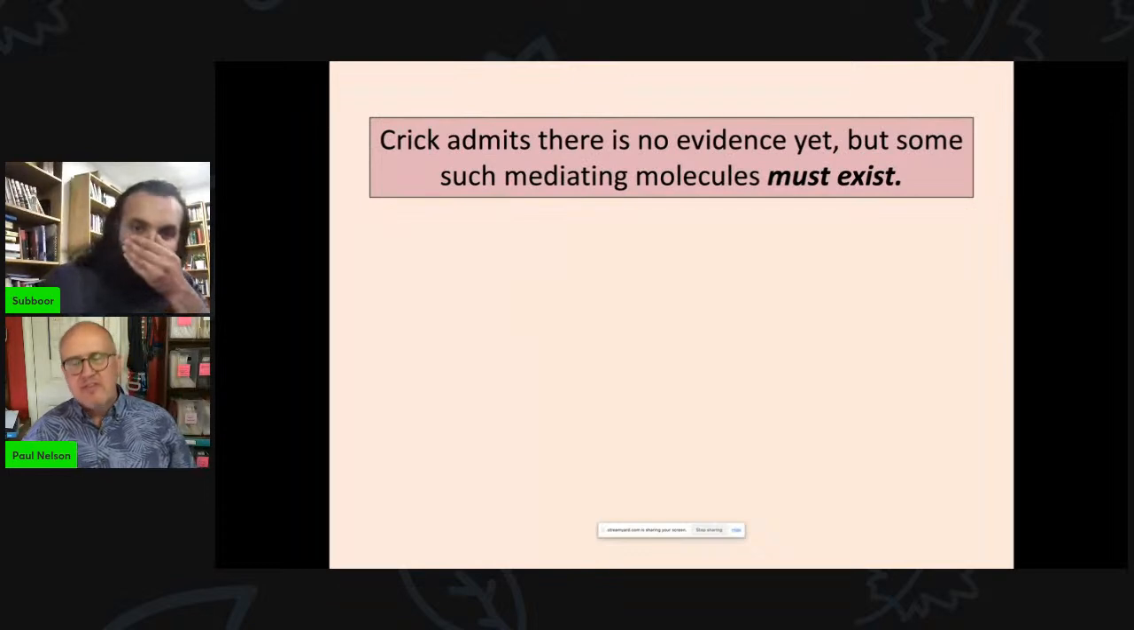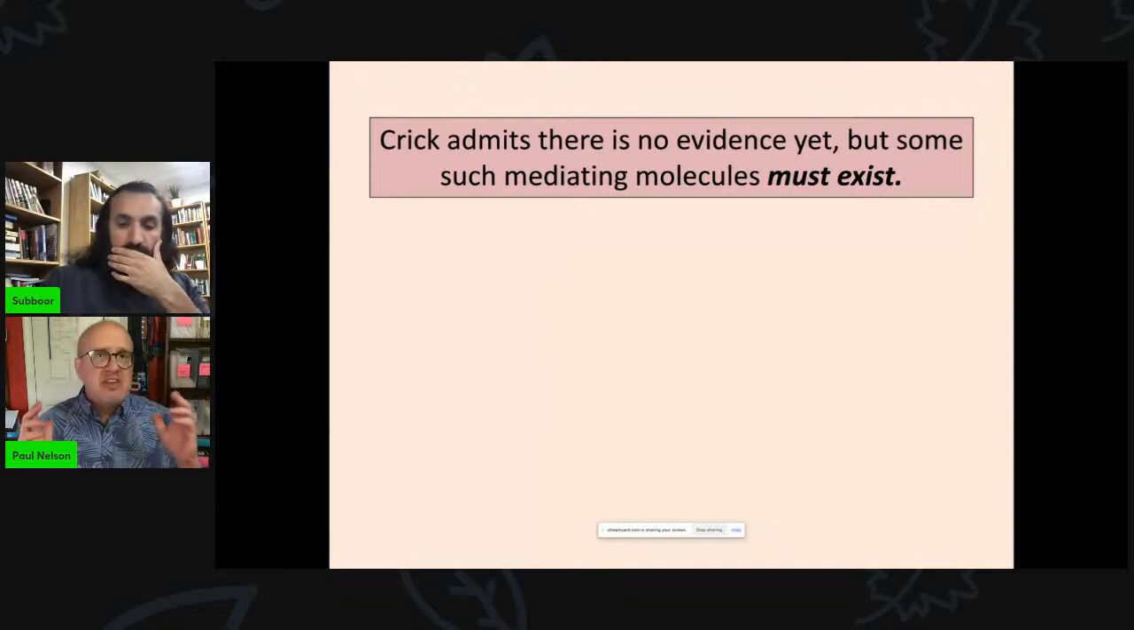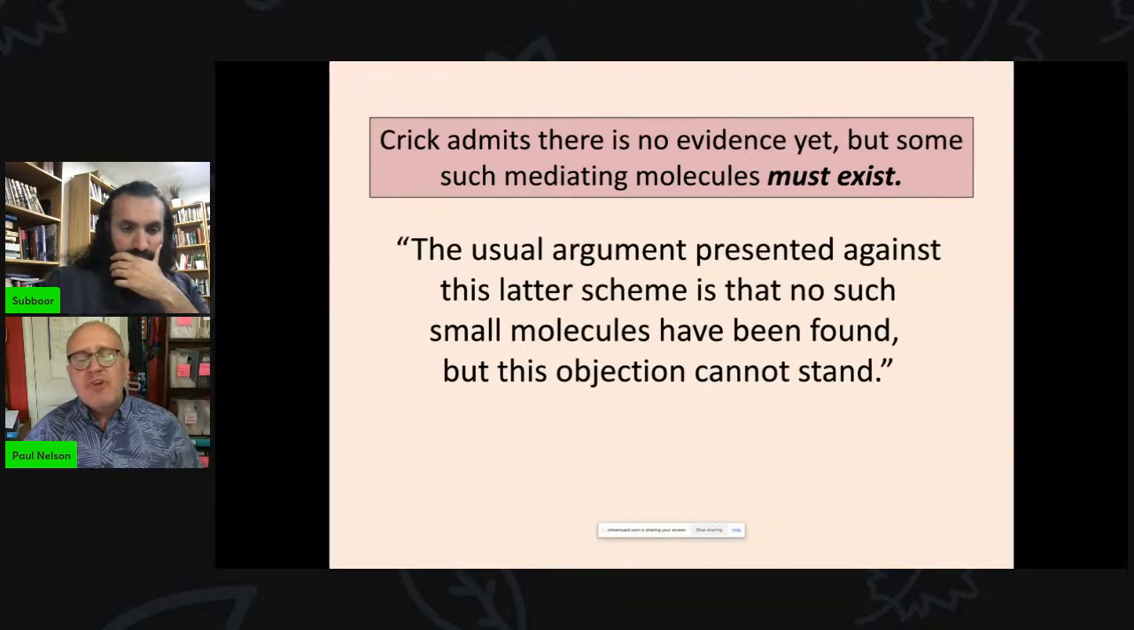And he realizes this. In that manuscript, he says, we don't have any evidence for this. He doesn't care. To me, this is one of the reasons he's a hero of mine. He just doesn't care. He says, you know what? Cells are not running by magic. I'm paraphrasing or inferring what's going on. He actually says what you see there on the slide. The usual argument presented against this latter scheme, no such molecules have been found. This objection cannot stand. Bam.